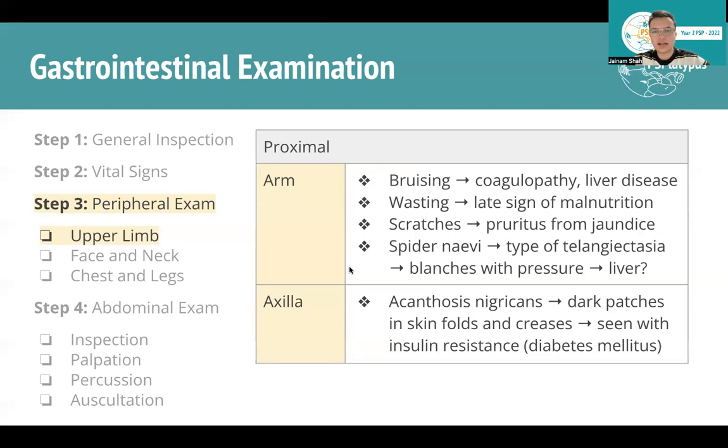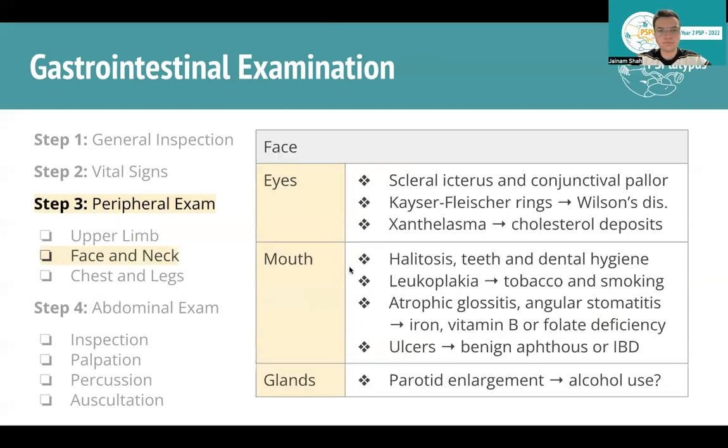So it's got these dark and waxy sort of shiny patches. You classically will find them in your skin creases. So I've put axilla here, but you can even find it in the nuchal folds, so the back of the patient's neck. Basically anywhere where skin falls onto skin is going to be where you can find this. And the classical association is with insulin resistance. So as I said, in diabetes, this is a very common finding.